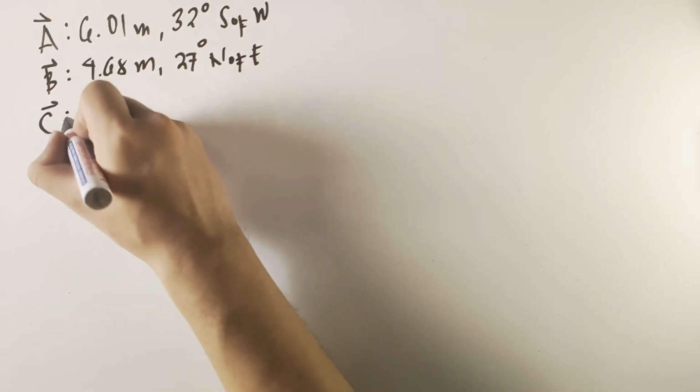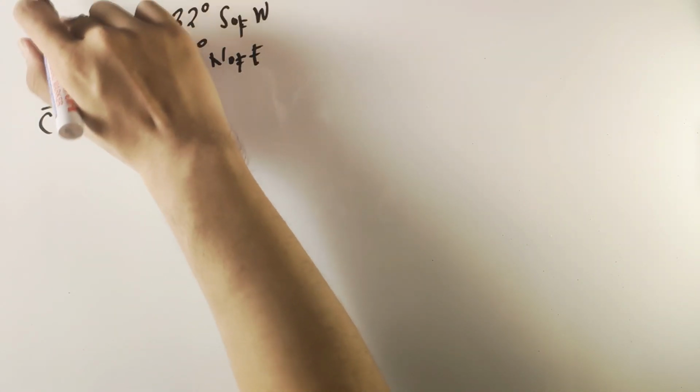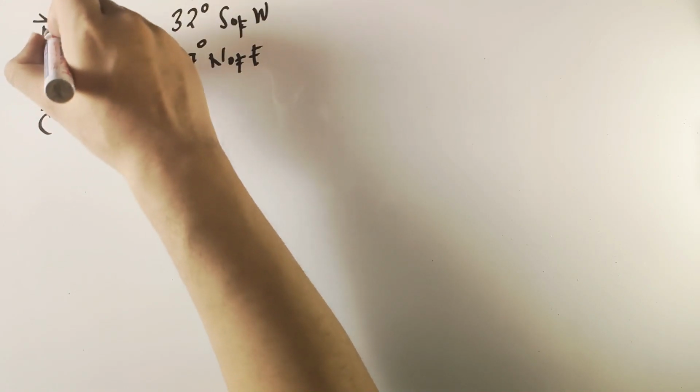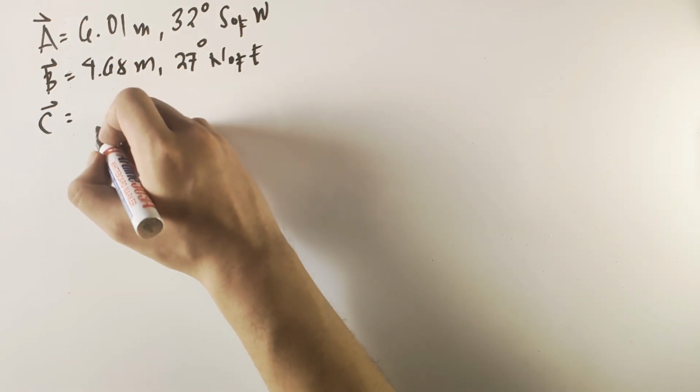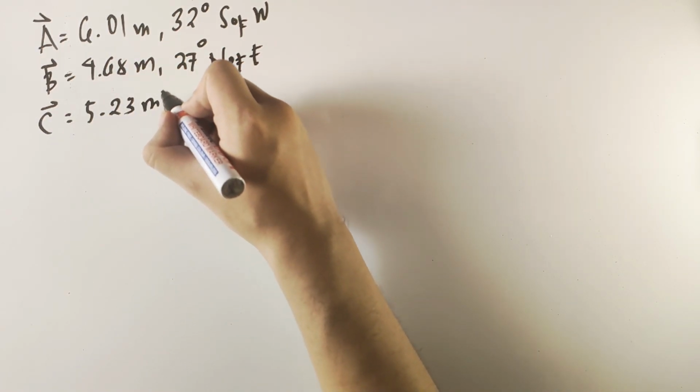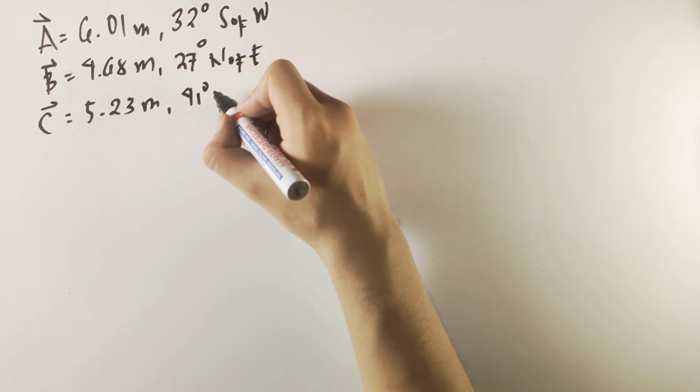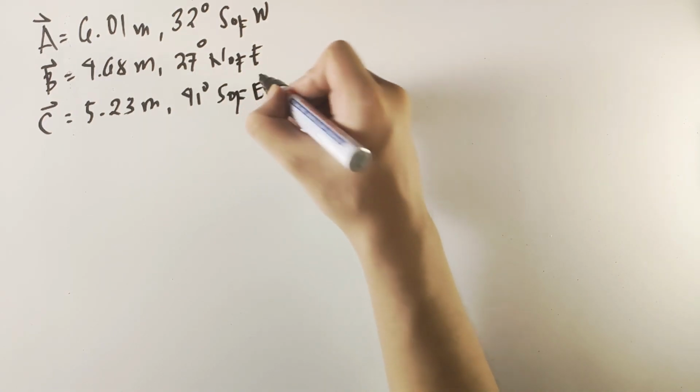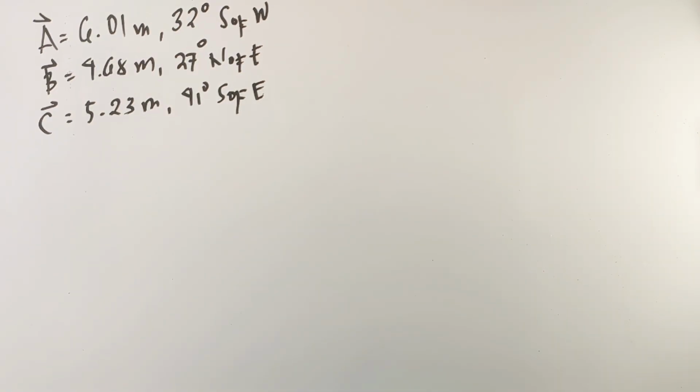Then vector C should be equal sign because this is an equation. Then vector C is 5.23 meters, the direction of 41 degrees south of east. Okay, so what we're going to do first is transform them to the angle which is from the Cartesian plane coordinate system. That means not using the cardinal directions.